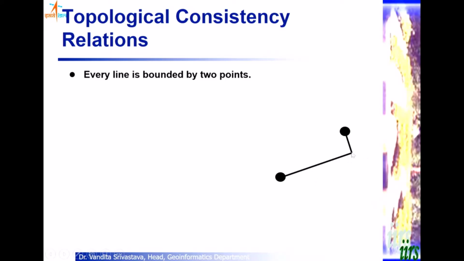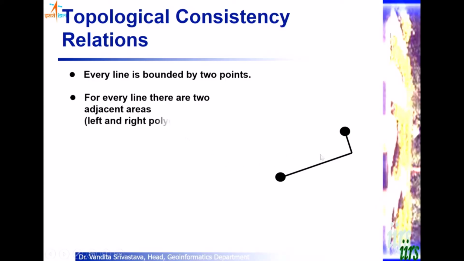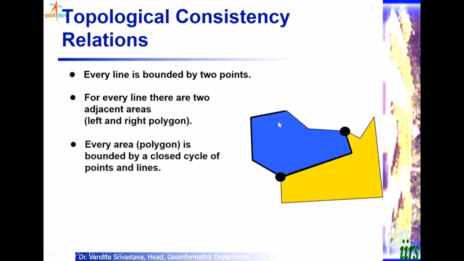Please note that here also there is a point, but that is called a vertex that defines the shape of the line. You can have a more complicated line here, but all the in-between points are called vertices. The endpoints are called nodes. Then for every line there are 2 adjacent areas, for example, left polygon and right polygon.